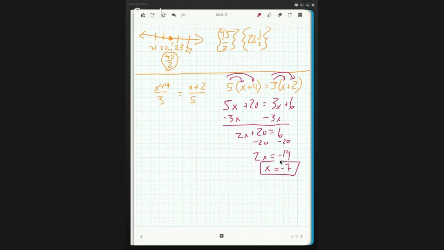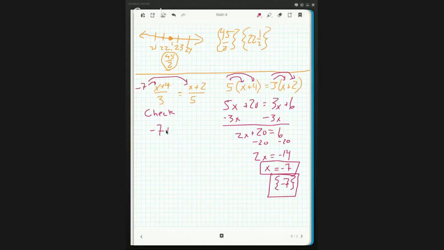Commit to our answer, and remember that we need to put this in set notation. So let's just do that right now. Let's commit to that answer. Now we need to check our answer, and we need to see if negative 7 works in our original equation. So we're going to plug a negative 7 in for x and here for x. Let's just check. This is our check step.